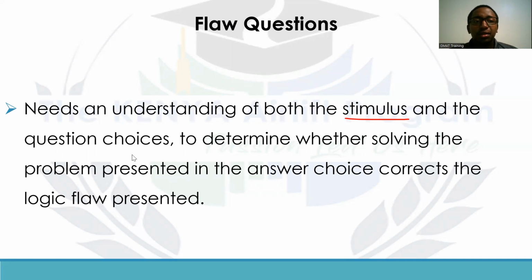Of course, this is reading every answer choice carefully and understanding how it affects the stimulus that you've been given. So what does this do? It determines whether solving the problem presented in the answer choice corrects the logical flaw presented. Once you understand both the stimulus and the question choice, you can relate them to see whether solving the flaw in this answer choice will solve our logical flaw.